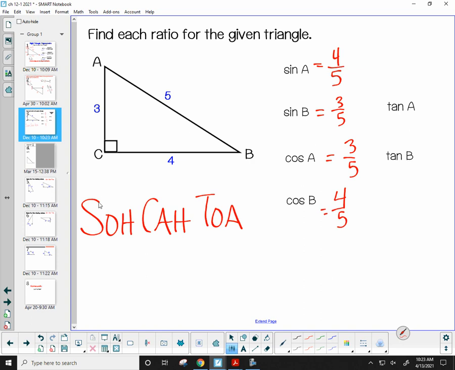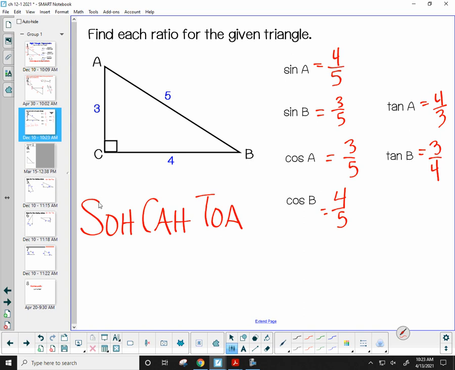How about the tangent of A? 4 over 3. And then the tangent of B? 3 over 4. Questions about that? At this point, it has no power for us. We're just comparing parts. It doesn't do anything yet.